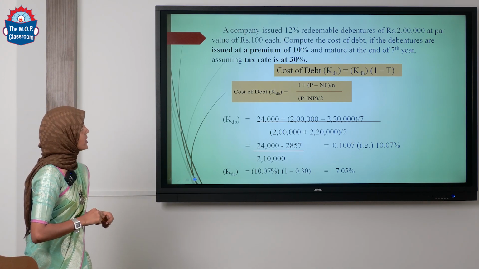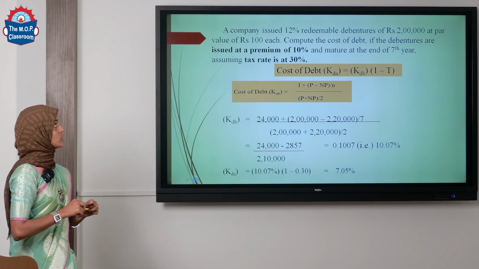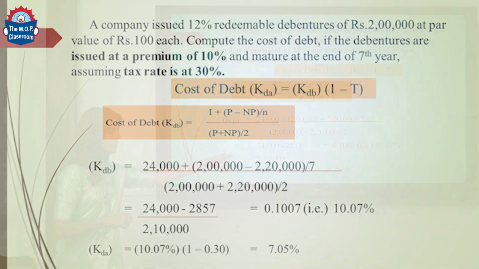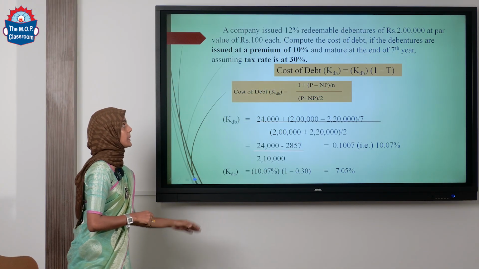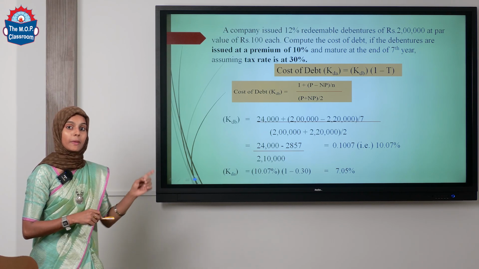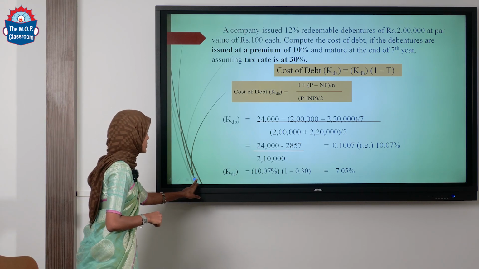Okay. A company issued 12% redeemable debentures of 2 lakhs at par value of 100 each, but if the debentures are issued at a premium of 10% and mature at the end of the 7th year, assuming the tax rate is 30%. We are going to use the same formula, but here the net proceeds amount will vary because it is issued at a premium. 2 lakh plus 20,000, it will be 2 lakh 20,000. So, upon calculating we will be able to find out the cost of redeemable debentures when issued at a premium and the tax rate is 30%.